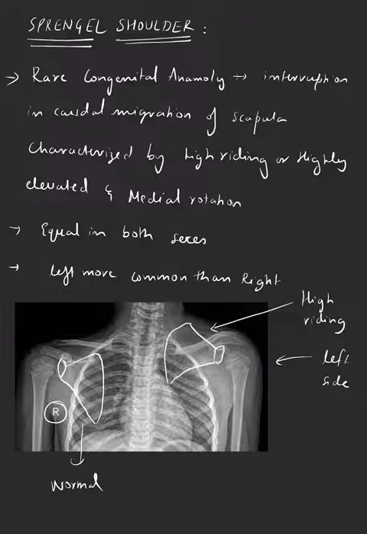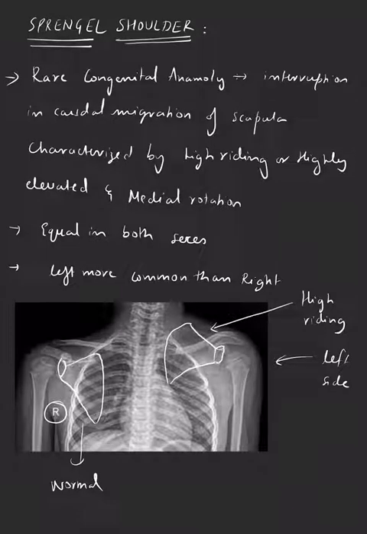So today I'll be talking on the topic called Sprengel Shoulder, and this Sprengel Shoulder is an important 4 marker in final MBBS part 2 orthopedics question paper. So I'm going to deal with this topic in an exam oriented way only. Okay, so Sprengel Shoulder is a rare congenital anomaly.